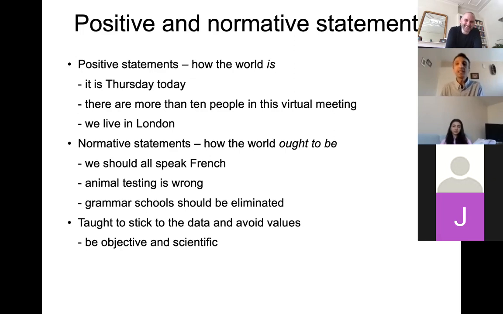We live in London, some of us do. So that's one which is applicable to some, but not to other members in this meeting. But positive statements are about how the world is or is not, as the case may be.